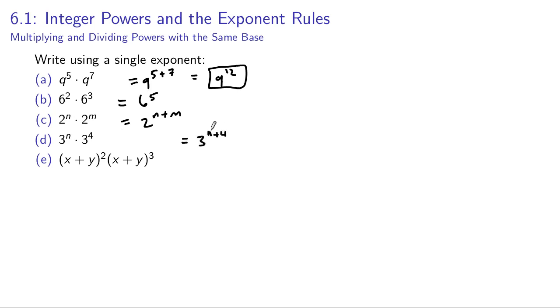Add the powers. So we don't need parentheses here. It's implied because it's all in the superscript that you do this first. This is equivalent to 3 to the n plus 4 using the parentheses. And last but not least, this is the same base, and so we can write this as x plus y to the 5th power.